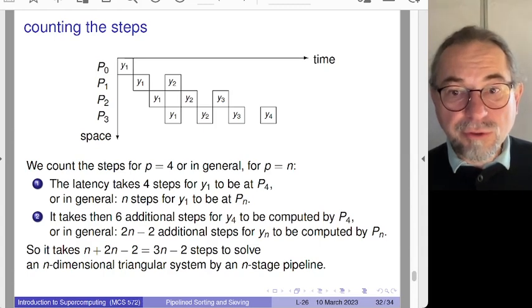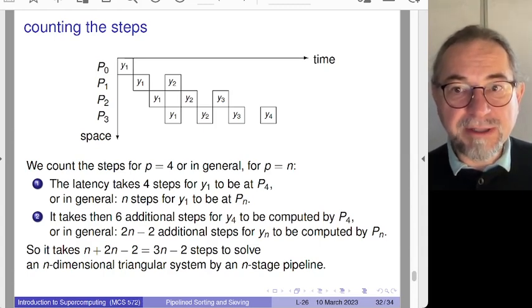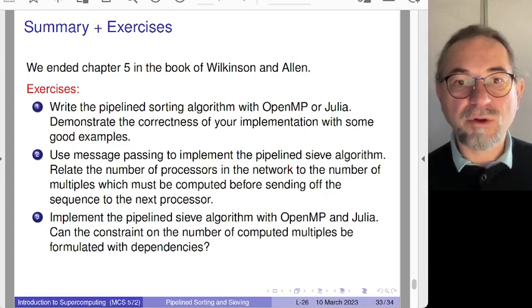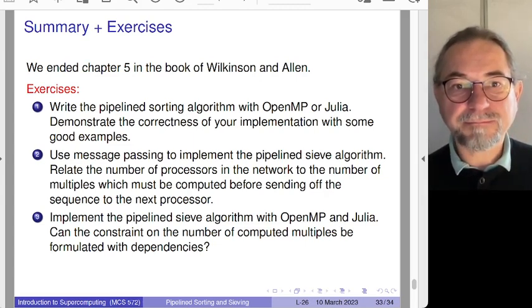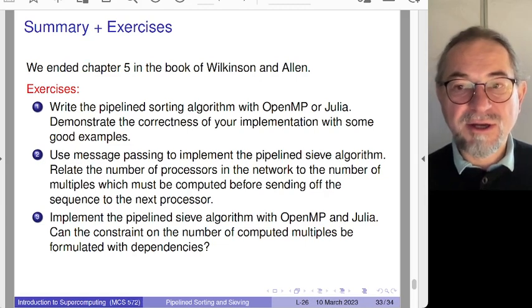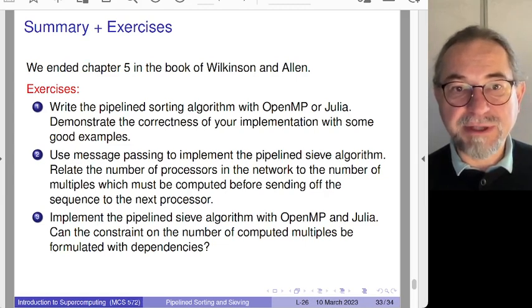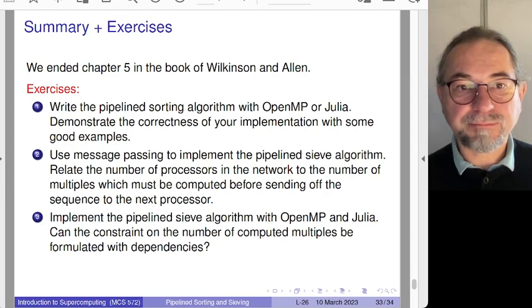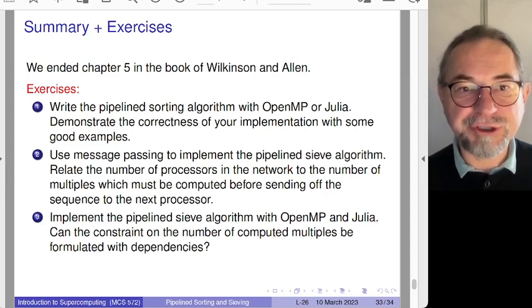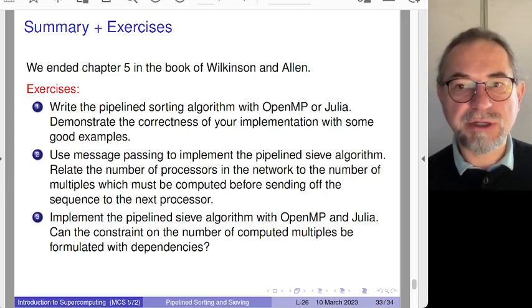Okay, so this concludes the pipelining idea. I was following the book of Wilkinson and Allen. We had one message passing implementation. I hope that this message passing implementation can be suitable for a shared memory implementation. So write a pipeline sorting algorithm with OpenMP or with Julia. Again, the insertion sort can be used.